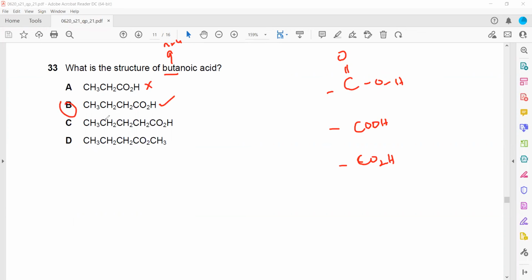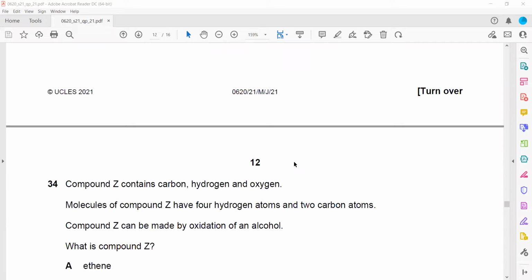What about C? 1, 2, 3, 4, 5. So it is pentanoic acid. What about D? D is actually not an acid. D is an ester because C is double bonded with O and O, or it is CO2. So this is an ester. It is methyl butanoate. So B is the right answer, which is a carboxylic acid, butanoic acid, which contains 4 carbon atoms per molecule.